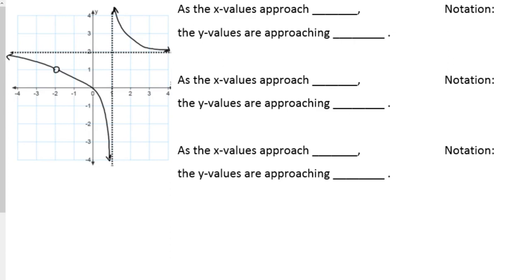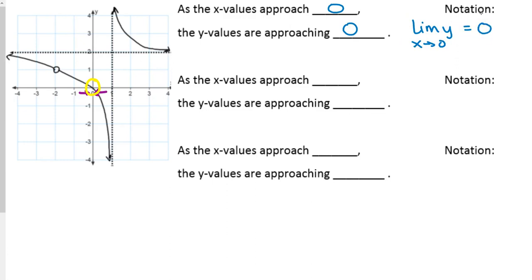I have a few more, same picture. As the x values approach 0, what are the y values approaching? So as x gets closer to 0 from the left and from the right, notice that the y values are getting close to 0. They actually do reach 0. That's not important for the limit, it's just that they're getting close to 0. So the limit of y as x approaches 0 is 0.